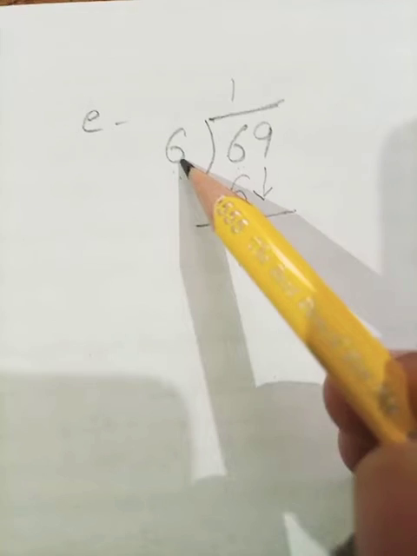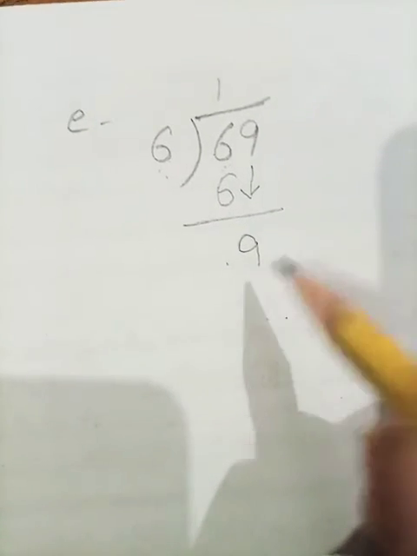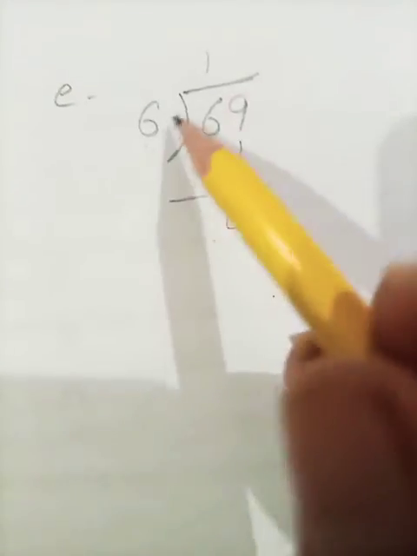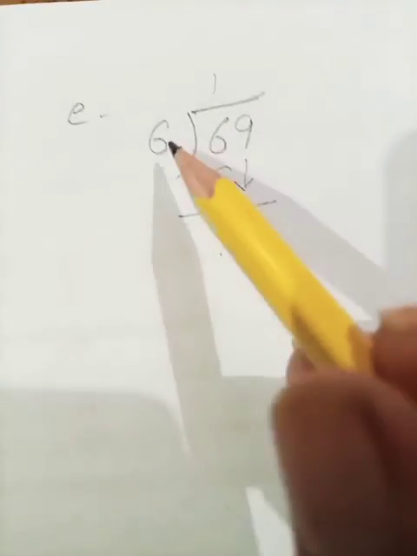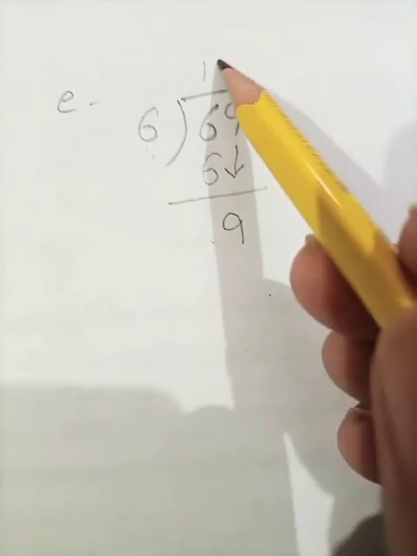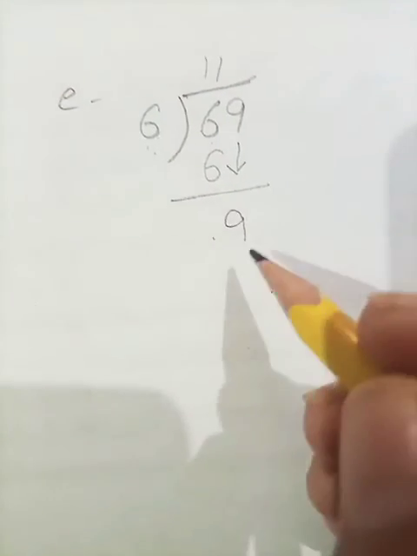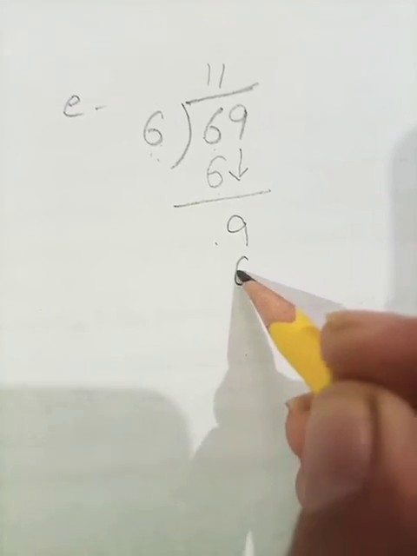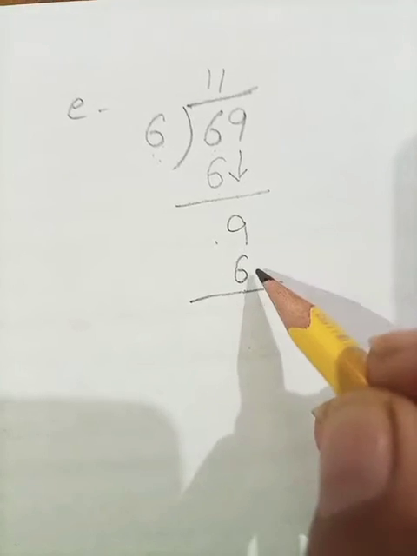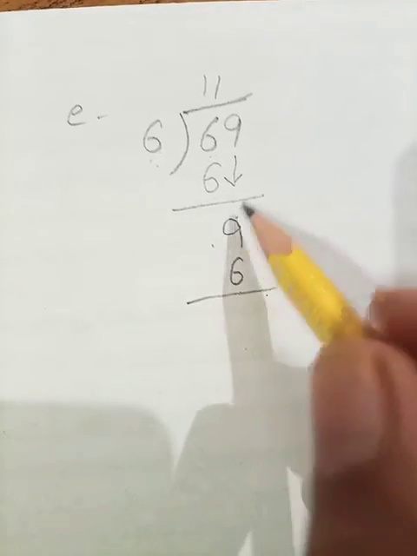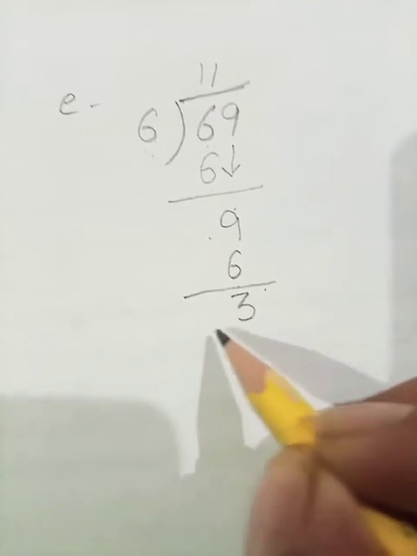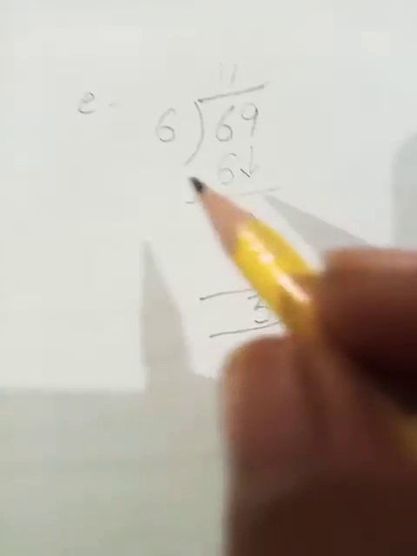Now students, read the table of 6 until we got the number 9 or the number that is less than the 9. 6 ones are 6. 6 twos are 12. I can't write the 12 here, so I have to write the 6 as it is. 6 ones are 6. Now students, we are going to subtract it further. 9 minus 6 and our answer is 3. Very good. So 3 is our remainder.